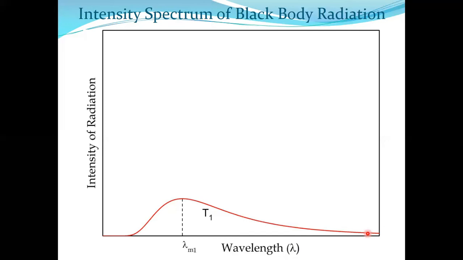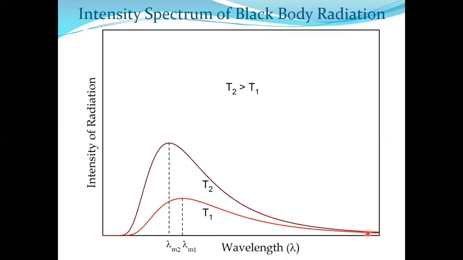So it is expected that the radiation emitted by the body will also be increased. Let's observe. Yes, you observe now the total intensity has been enhanced. Total intensity is increased when you increase the temperature to T2. T2 is greater than T1.